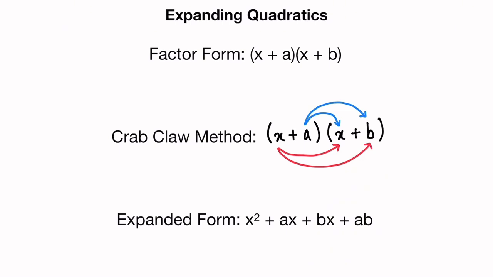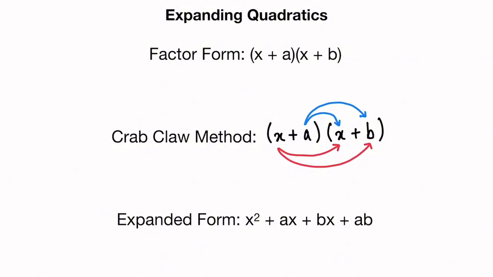So when I multiply x by x, I get x squared. When I multiply a by x, I get ax. And then when I multiply x times b, I get bx. When I multiply a and b, I get ab. So that's the expanded form. And because I'm using a and b here, it doesn't simplify any further.